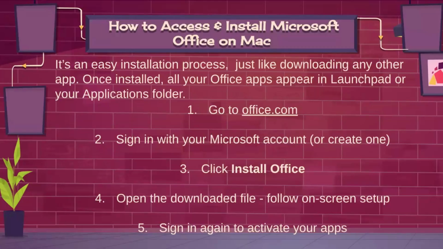So the first thing you're going to do is go to office.com. The second thing you're going to do is sign in with your Microsoft account or create one if you don't have one. Third, you're going to click Install Office. Fourth, open the downloaded file. Follow the on-screen setup, and that should give you the instructions on how to continue. And then fifth, sign in again to activate your apps.